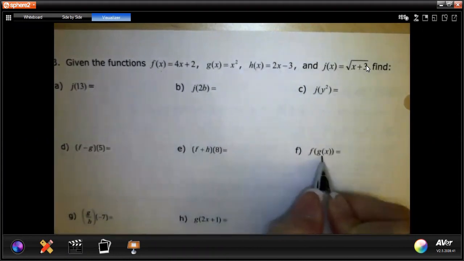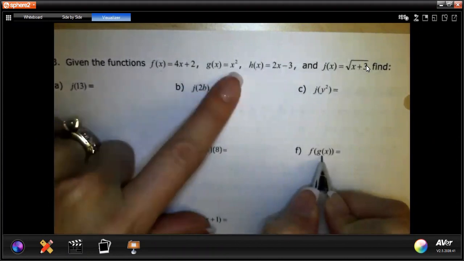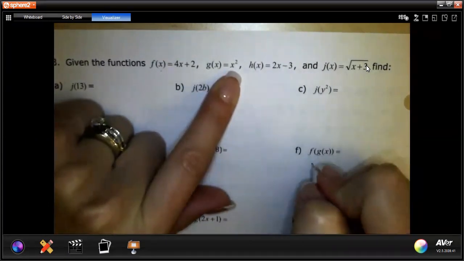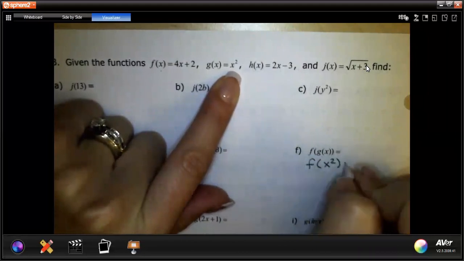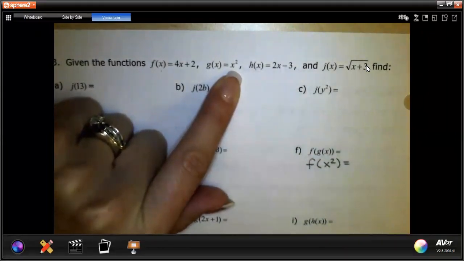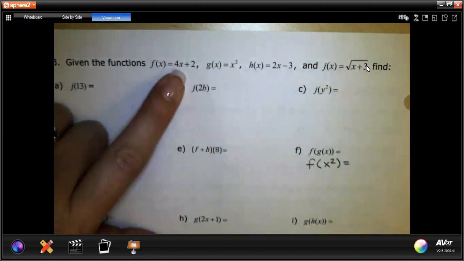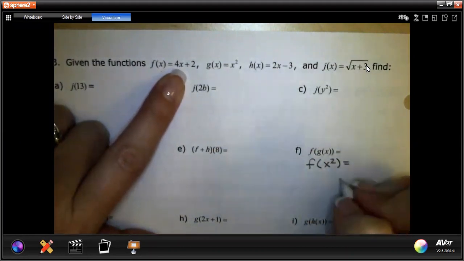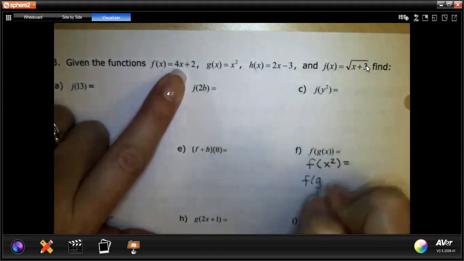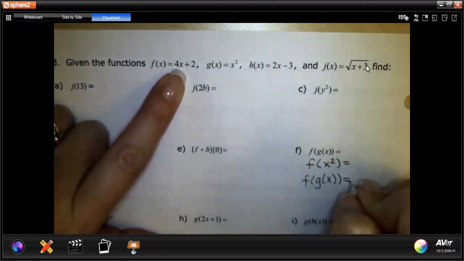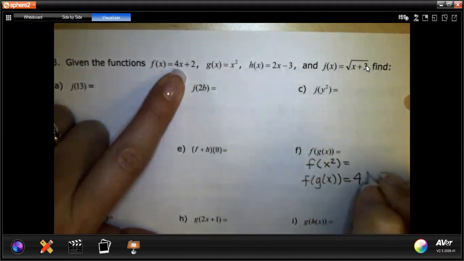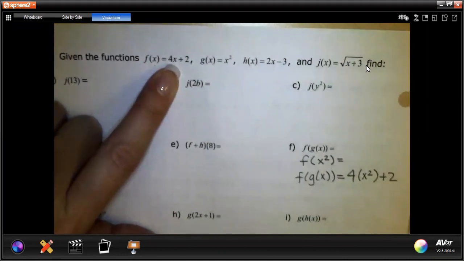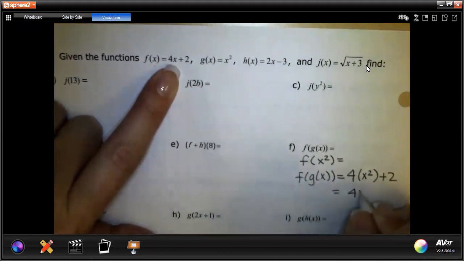So here we're saying f of g of x. So we're going to take this g of x, x squared, and we're going to plug that in the middle. So I'm going to get f of x squared. And then this is my f function. So I'm going to replace the x with x squared. That's what this means here. And so we get f of g of x is equal to 4 times x, which is now x squared, plus 2. Not much to this one. I just distribute that, and there's no like terms. So there we go.